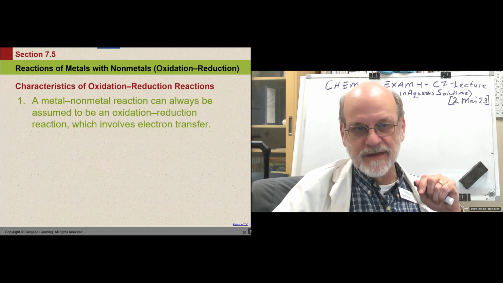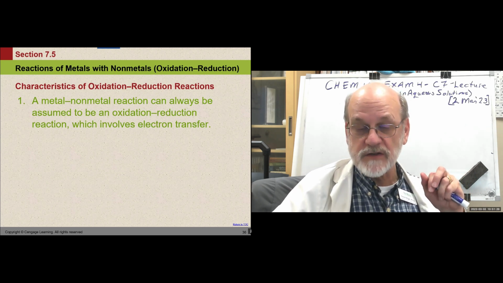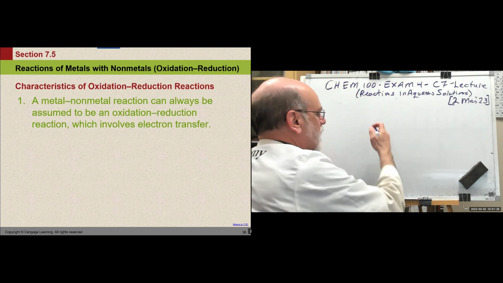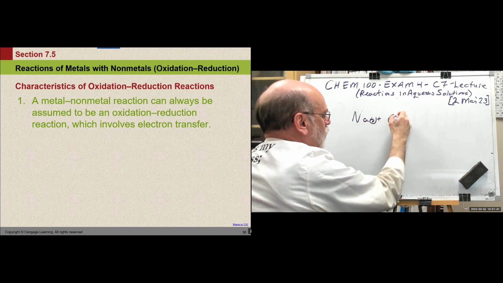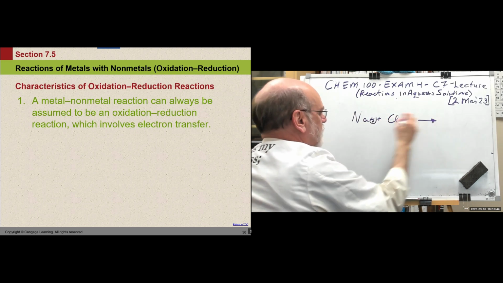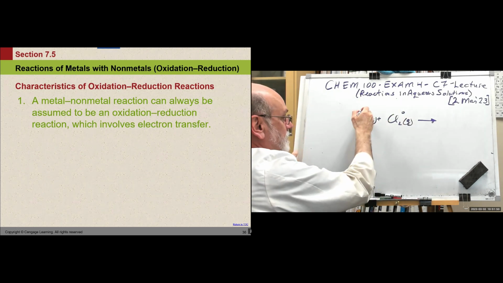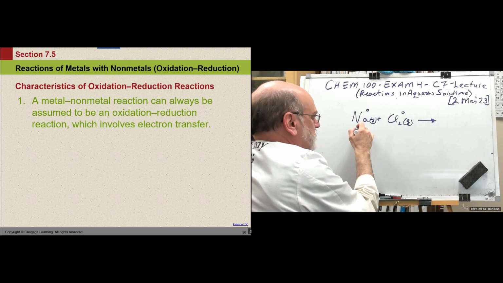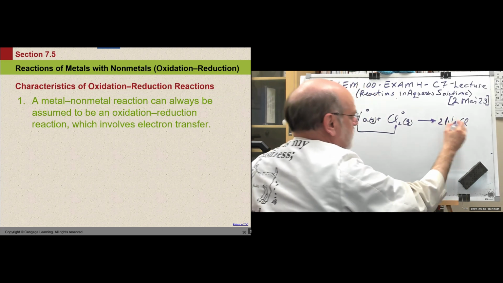All right. A metal and a non-metal reaction can always be assumed to be an oxidation reduction reaction, which involves electron transfer. Here's what we're saying. For our example, sodium, which is a solid, and chlorine, which is a gas, right? And this is zero charge for both of them. Then we transfer electrons, like I showed you before, and we make sodium chloride, solid.